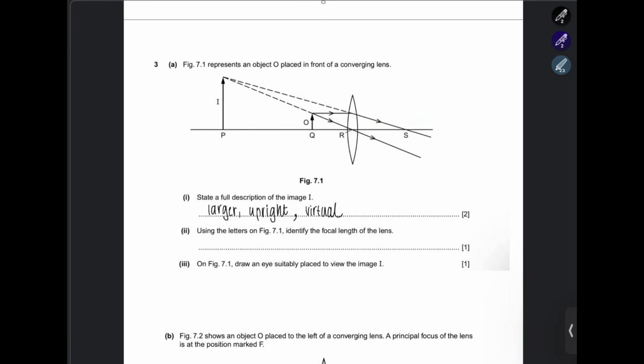Then use letters on figure 7.1 to identify the focal length of the lens. Focal length is the distance from the optical center to the focal point. This is the focal point because when you're drawing your rays, you have to draw them parallel to the principal axis, and then it goes straight through the focal point. On figure 7.1, draw an eye suitably placed to view the image.